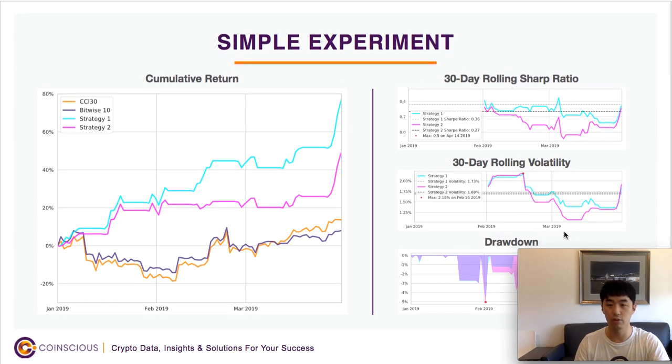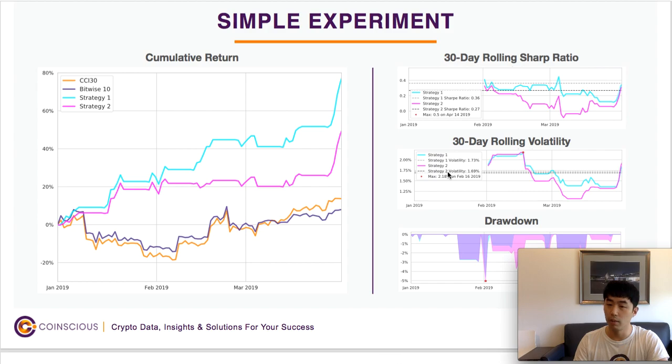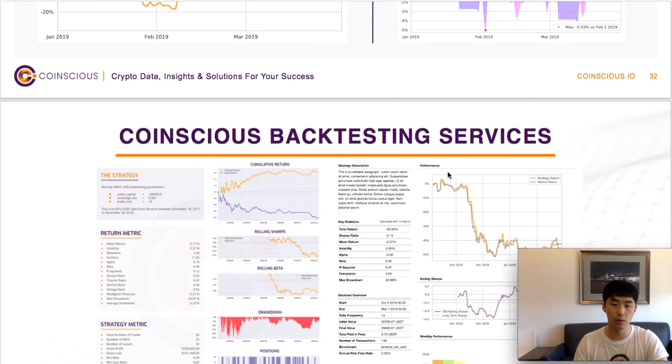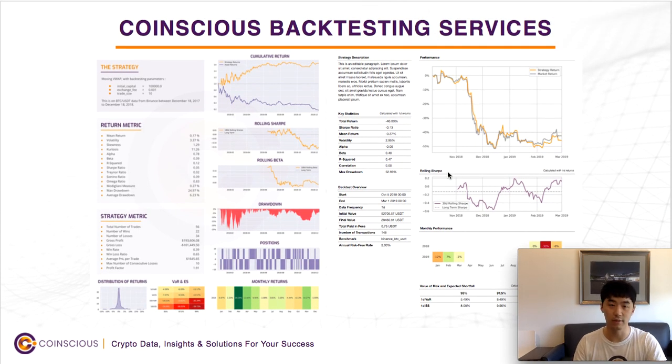We can also look into other plots like the 30 days rolling Sharpe ratio, rolling volatility, and drawdowns. For example, if we see that the 30 days rolling Sharpe ratio has been constantly going down for the magenta color strategy 2, and then it goes back up, I would consider changing the strategy if it was constantly going down. So these are some of the things that you can get through our backtesting service.